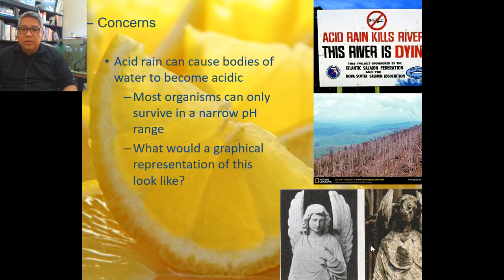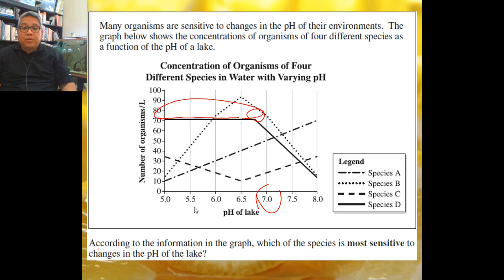And what would a graphical representation of this look like? So like this one, this is the original statue. Acid rain can react with calcium carbonate and dissolve it. So this is over time, and this can actually cause a lot of damage. If you go to Rome and visit the Vatican, I think they spent millions and millions of dollars just to restore the statues around the Vatican City, during the World Youth Day.